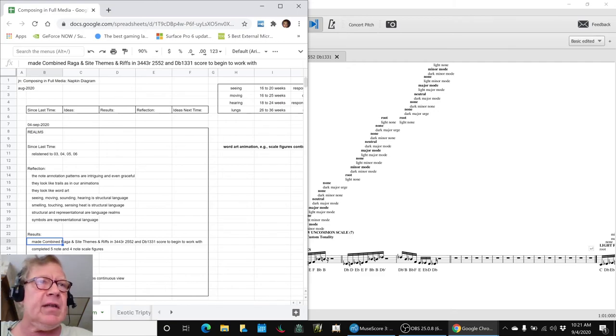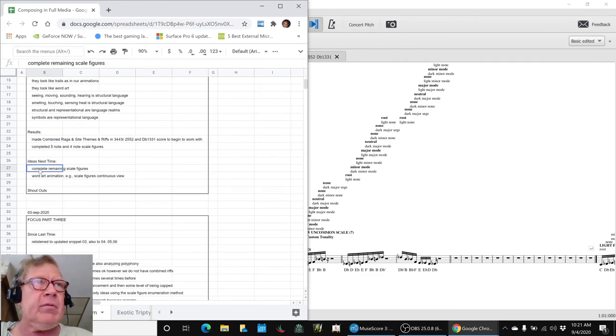So our ideas for next time are to complete the remaining scale figures and maybe look a little bit more at this word art animation, like maybe record this.